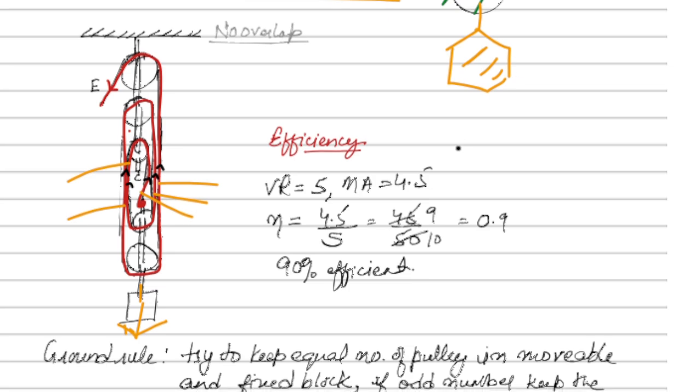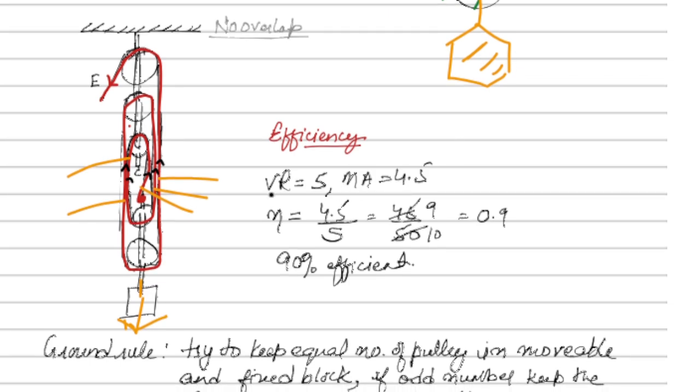Let's get back. So efficiency, how we can calculate? We have calculated the velocity ratio, which is coming as 5 because 5 strands are supporting this load. And MA may be calculated according to the data given of load and effort that came as 4.5. So for eta, we will divide MA divided by VR and we will get 9 by 10 or 0.9. So our system is not ideal. It is not 100% efficient. It is 90% efficient.